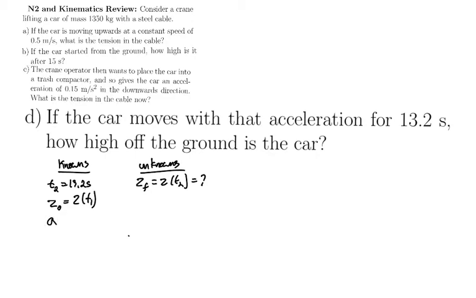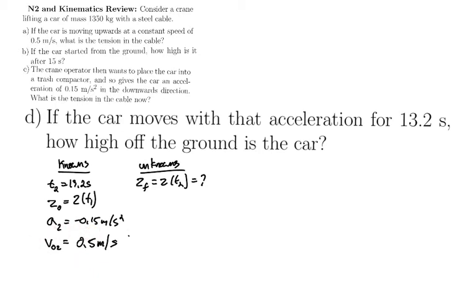Our acceleration is the acceleration from part C, negative 0.15 meters per second squared. The last thing we know is that the initial velocity for the car moving is actually 0.5 meters per second. So that might be a little hard to see, but the idea is that for A and B, the car is moving at a constant velocity upwards at 0.5, and then for C and D, we're making it accelerate downwards, but its initial velocity is what it had in parts A and B. So we need to make sure to remember that.